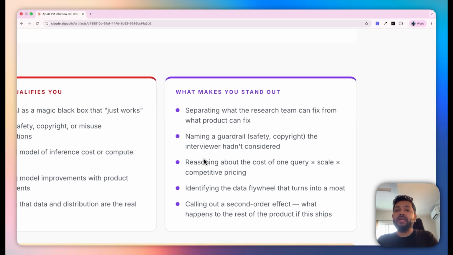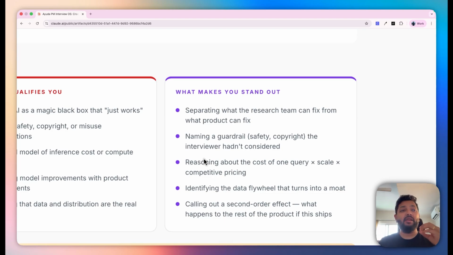What makes you stand out? Separating research from product, with clarity about it. We'll see in the example as well. Naming some guardrail metrics, maybe a safety metric, copyright metric, etc., which the interviewer has. And of course, always in product interviews, right? Having a way by which the interviewer takes notice, right? The interviewer feels, I didn't know this. That is always a great way to stand out.